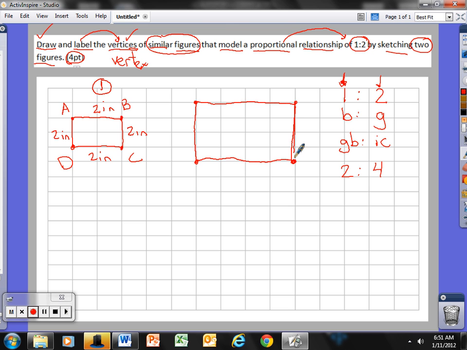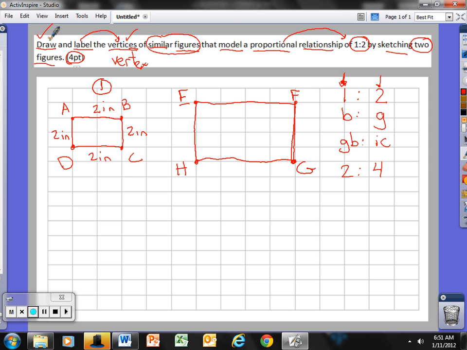Now if I had a straight edge, it might look a little neater. You can use your protractor on the summative assessment, to make it a little neater than I am. Now I'm just going to give it different letters. I'll just start after D: E, F, G, and H.